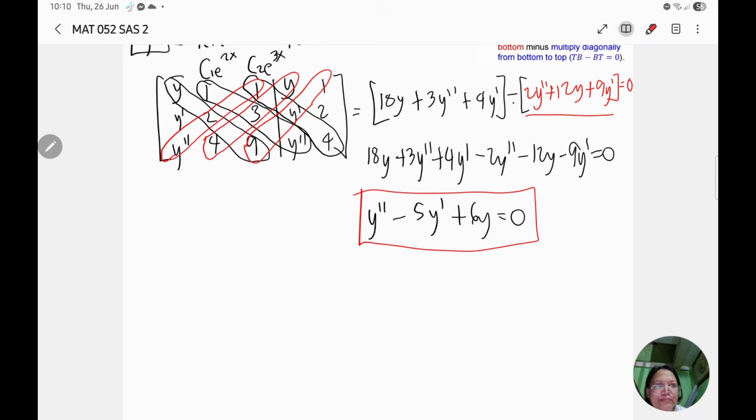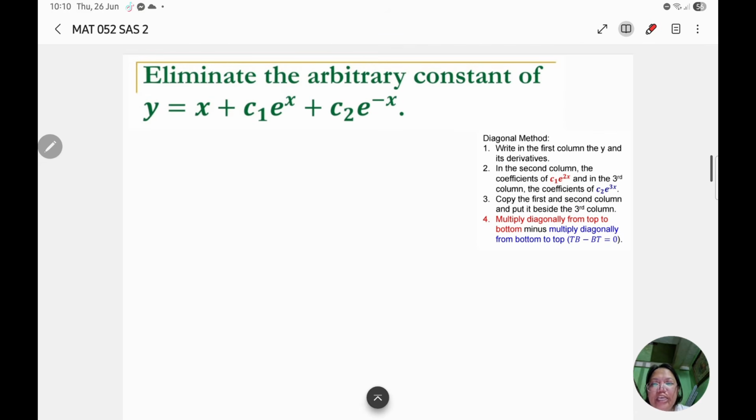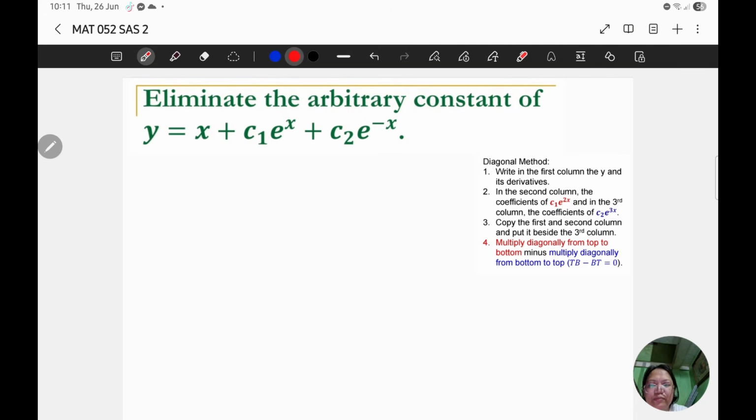Another example. y equals x plus c sub 1 e to the x plus c sub 2 e to the negative x. What are our arbitrary constants? We have c sub 1 and c sub 2. So, how many arbitrary constants? 2. So, how many times do we need to derive the equation? Twice. Correct.